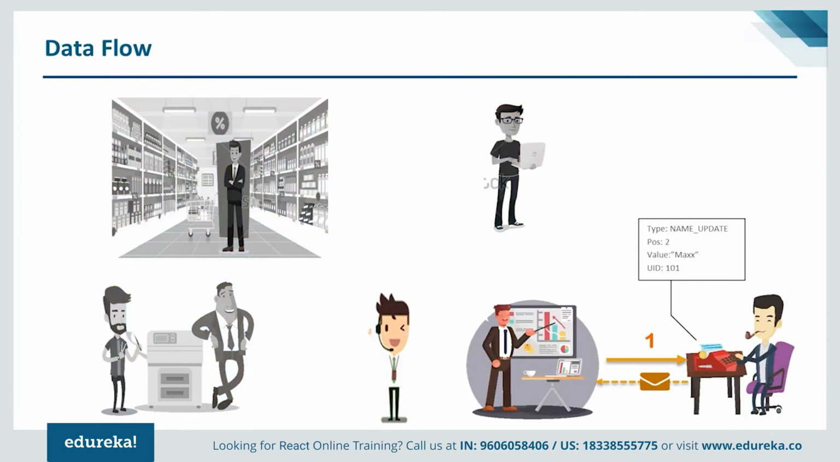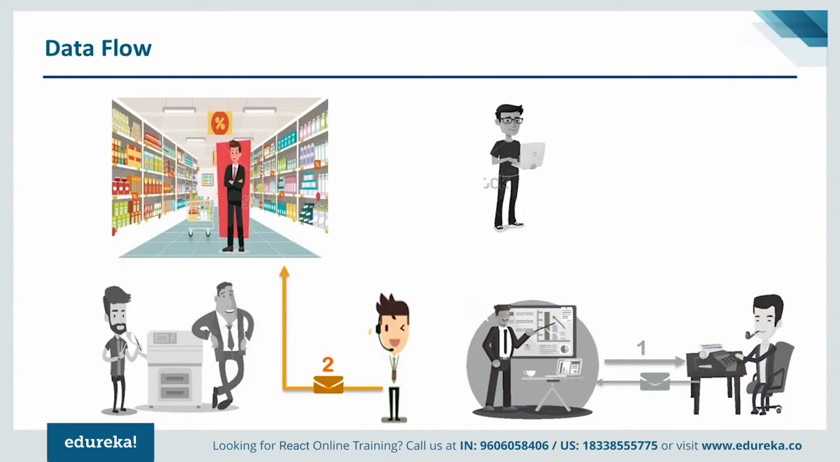Now first of all, type is name update. What we want to do is that the type of the action is name update. We want to update the name. Value is max. So this is the first step and this is available on the view and we want to update it. So the action needs to be triggered. As you can see, this is the first step.